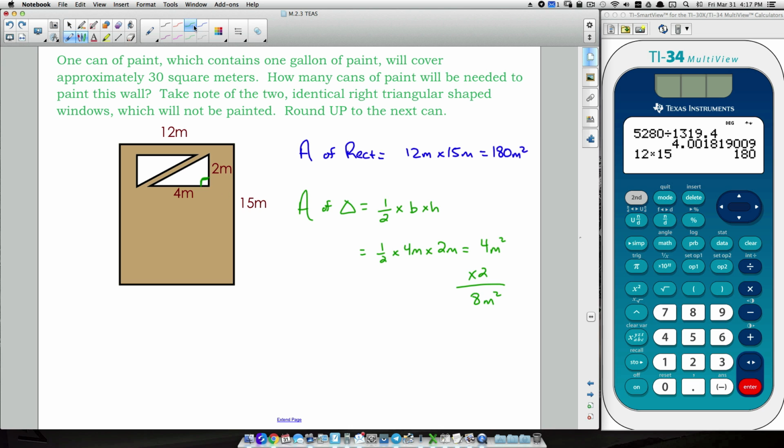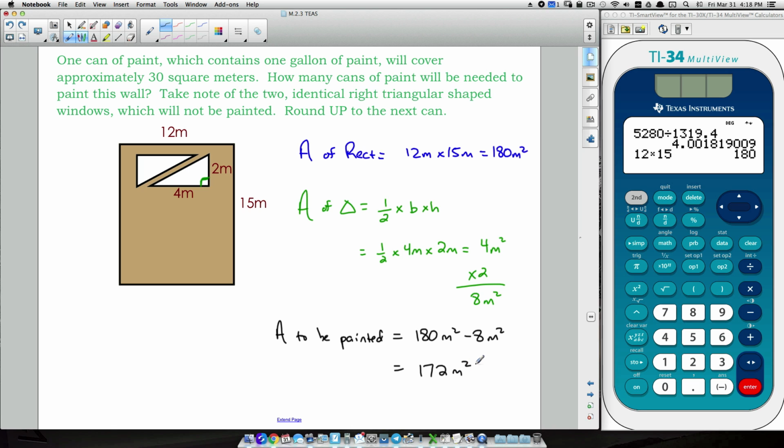So what do we do here? Remember how I colored everything in a while ago? Then I took away this part and I took away that part. Well, notice I said took away. So the area to be painted. What area do we want to paint? We don't want to paint the full rectangle. So we're going to take that 180 square meters and we don't want to paint the two windows. So we're going to subtract those 8 square meters. Therefore, we're left with 172 square meters to paint.